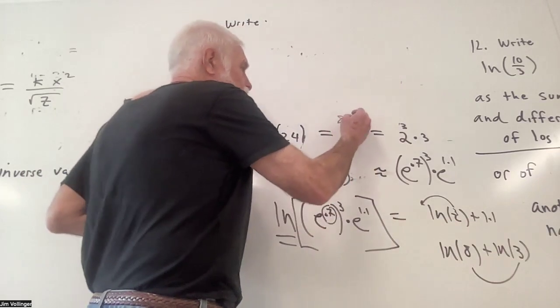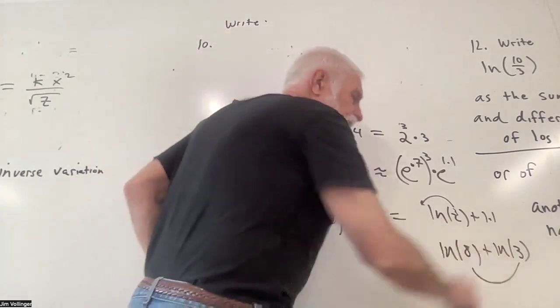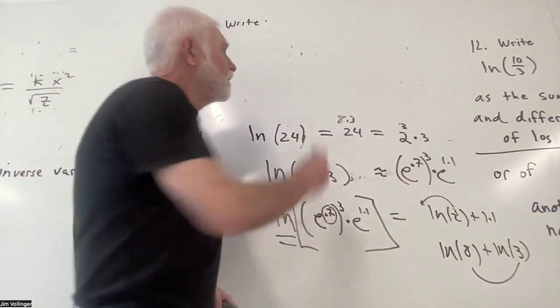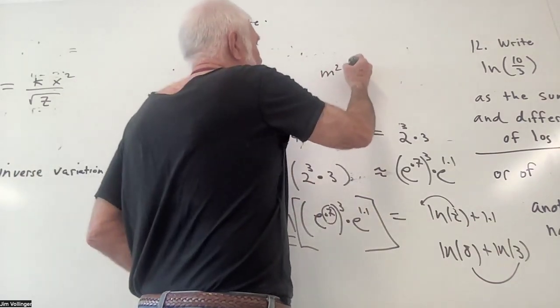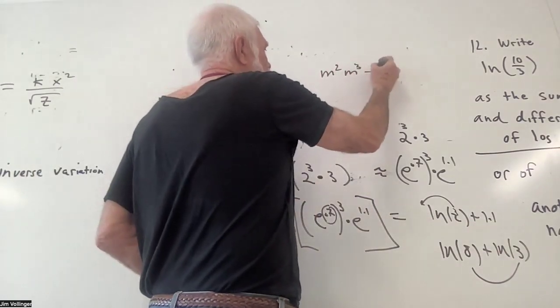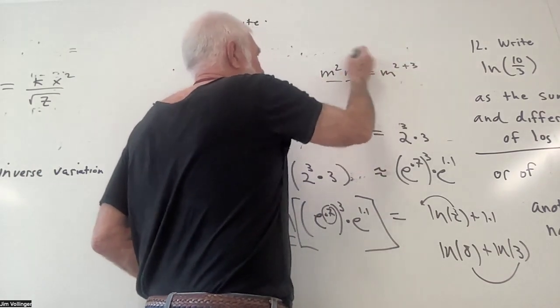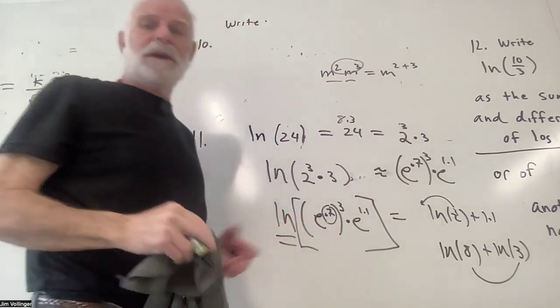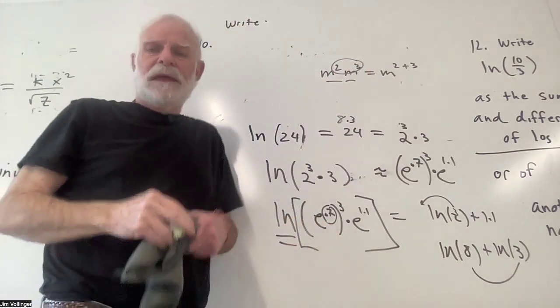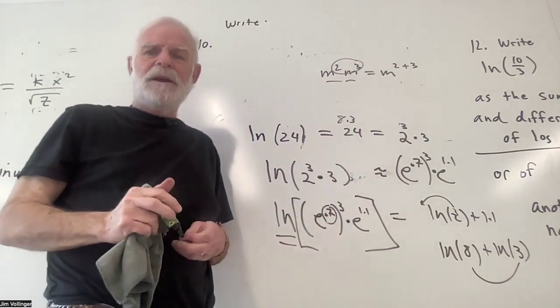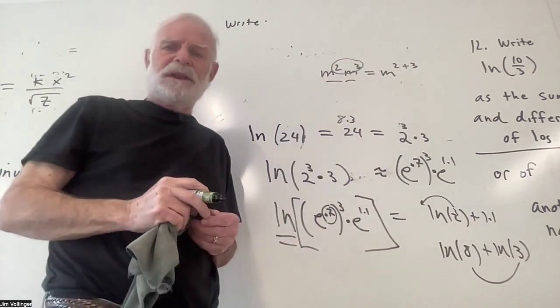Multiplication, 8 times 3 can be expressed exponentially as an addition of exponents. All right, m squared times m cubed, we write as m to the 2 plus 3. That multiplication implies addition of the exponents, provided the bases are the same. And that's what we're going to be studying in the second half.